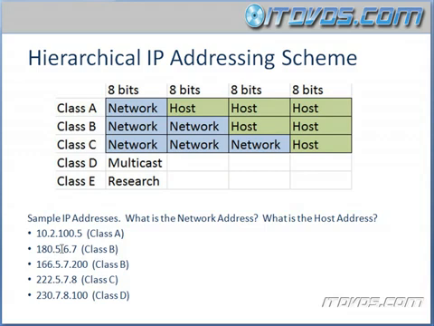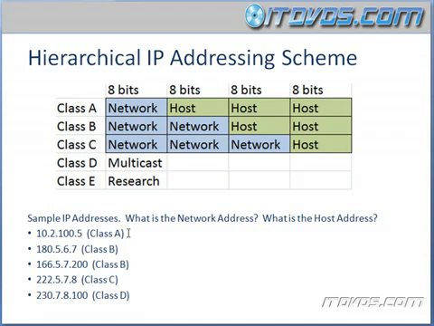So let's try our Class B address. Which part of this address is going to be the network address? Well, it's going to be the 180.5, and then the 6.7 is going to be your host address. With this Class B address, the 166.5 is going to be our network address. The 7.200 is going to be our host address. Now what about with this Class C address? Well, the 222.5.7 is the network address, and then just the 8 is the host address.